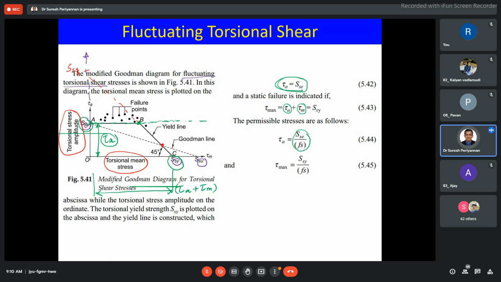Similarly, this is also our tau max. But instead of considering the full value of SSY, I am using a factor of safety. Then our tau max is restricted within the permissible limit, and we are under the safe region.